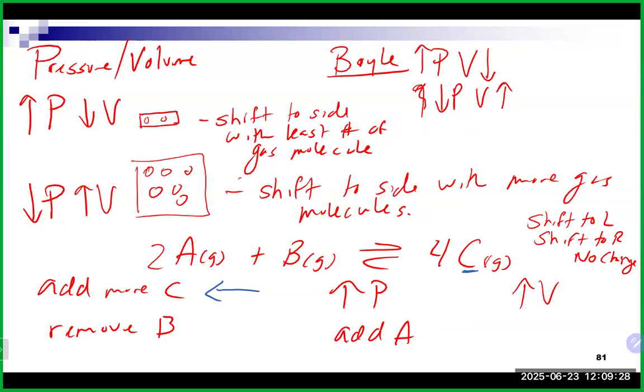If I remove B, B's over here on the reactant side. So again, I'm going to basically make a hole over there on the reactant side that I need to fill. So it will also cause it to shift to the left.